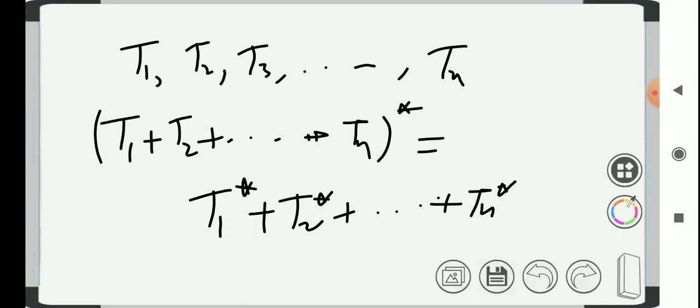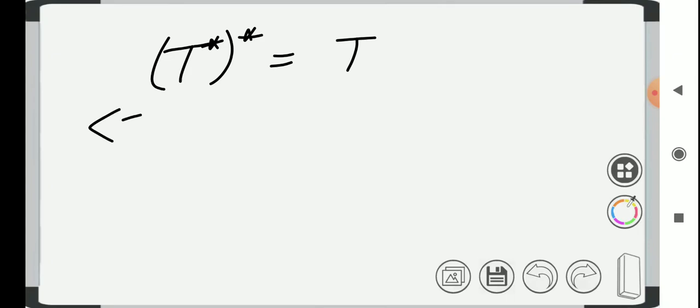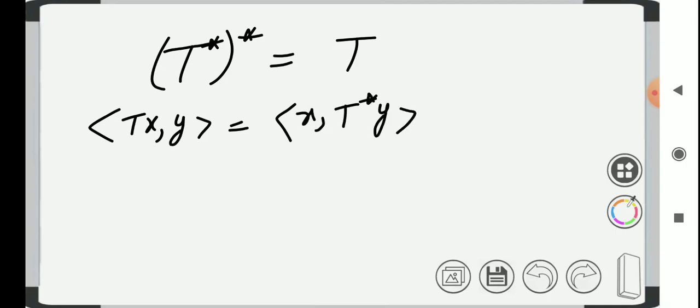Now let us prove another property, that is T star star is the same as T. So now let us first define the defining relation of our operators. Now we know that corresponding to our linear bounded operator T, the defining relation for the adjoint was inner product of Tx with y should be the same as inner product of x with T star y.